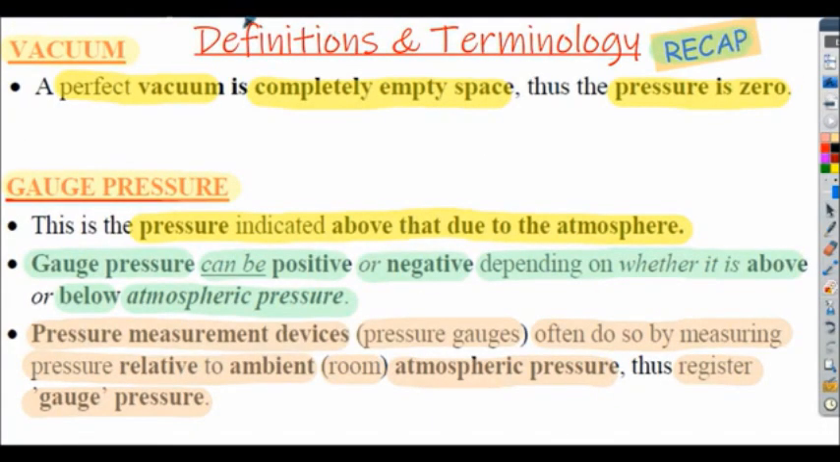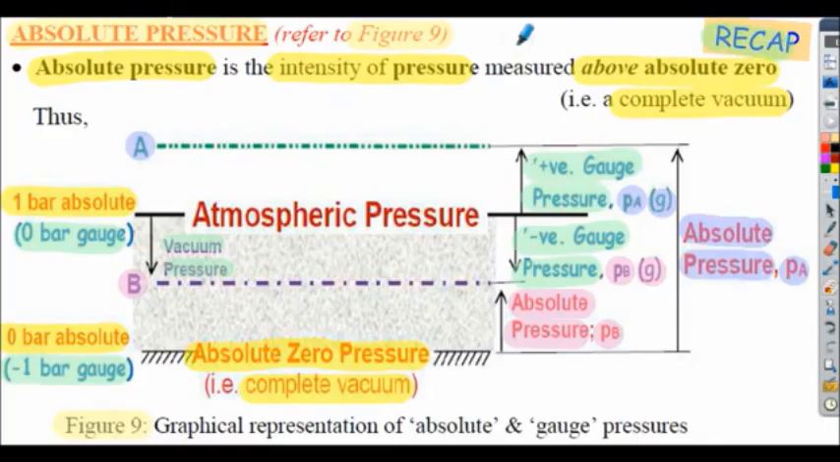So recap here of some definitions and terminology. Again, from our previous presentation, you need to understand terms of vacuum and gauge pressure. It's very useful for the work we're going to consider. Gauge pressure is pressure measured above atmospheric pressure. Recap continued here. And absolute pressure, which we must use within the gas laws, is measured from a complete vacuum.